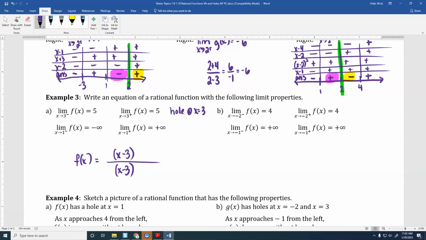For my 1, x approaches 1 from the left and x approaches 1 from the right. What have I got at that point? Vertical asymptote, right? So vertical asymptote at x equals 1. So that means I need an x minus 1 in the denominator that does not cancel out.